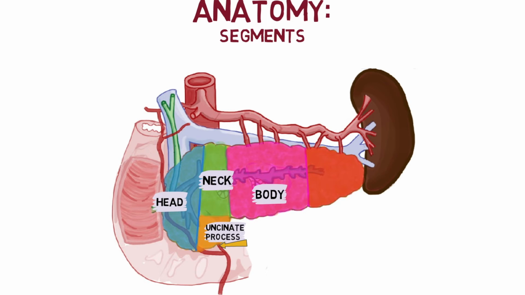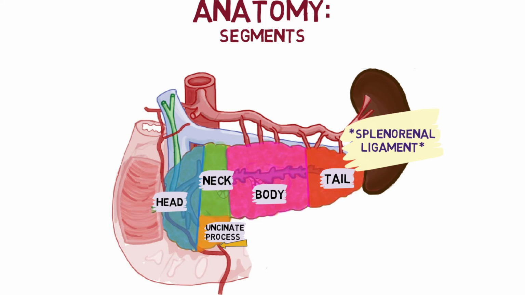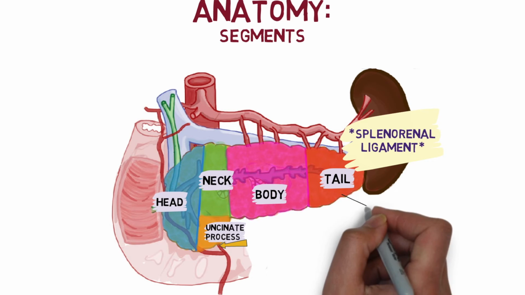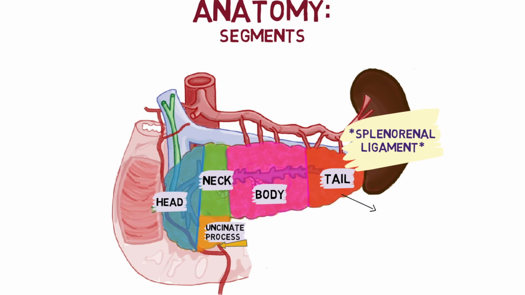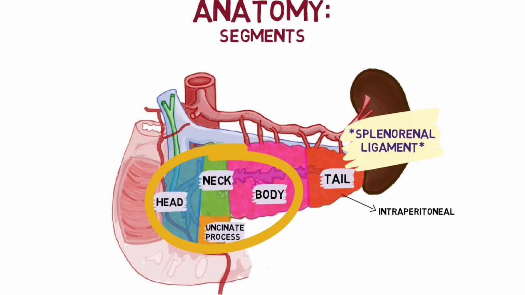the body, which lies behind the stomach and to the left of the superior mesenteric vessels, and the tail, which is found laterally and lies within close proximity to the hilum of the spleen. It is contained, along with the splenic vessels, within the splenorenal ligament, which principally connects the spleen to the left kidney. The tail is the only part of the pancreas that is intraperitoneal, with the rest, including the head, uncinate process, neck, and body, all being retroperitoneal.